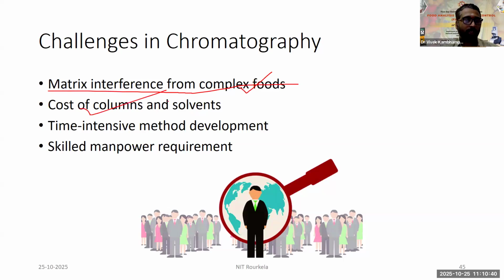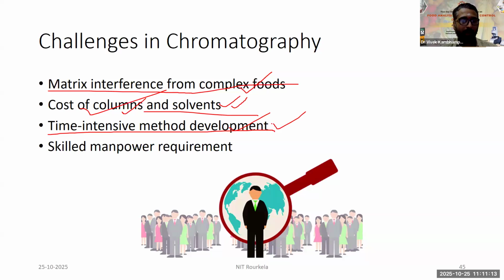Cost of the columns. Okay, the same column cannot be used for all applications. The same solvent cannot be used. Different chemicals are required, or maybe different columns are required. Sampling procedure will be different. Okay, time-intensive method development. If, as a person, I'm identifying the retention time of glucose in the HPLC, that one is okay for me. I can easily do it, and I can validate that one also.